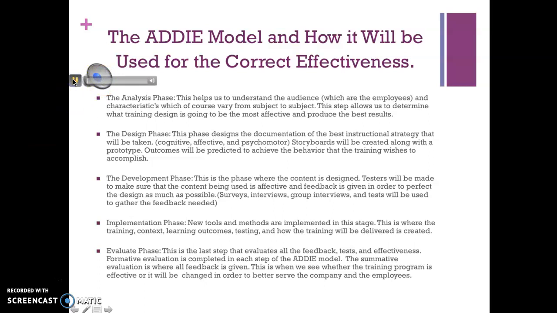The ADDIE model and how it will be used for the correct effectiveness. First off, the analysis phase. This helps us to understand the audience, which are the employees, and characteristics which of course vary from subject to subject. This step allows us to determine what training design is going to be the most effective and produce the best results. Next, the design phase.